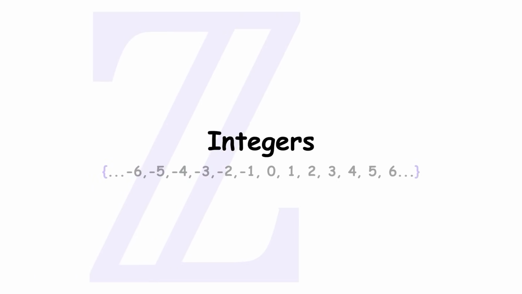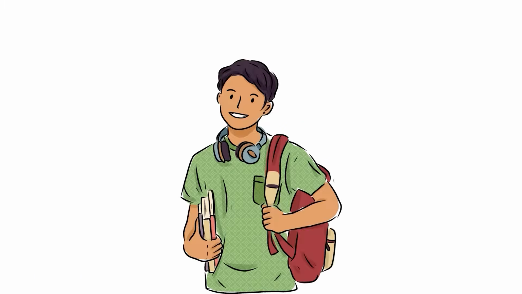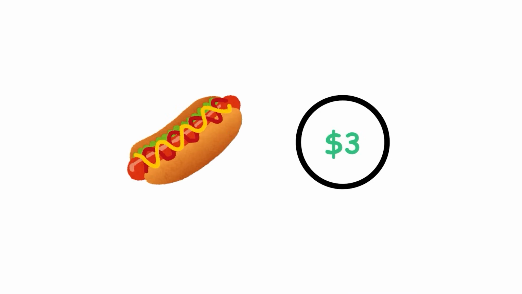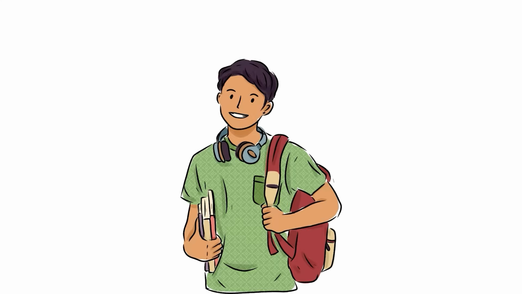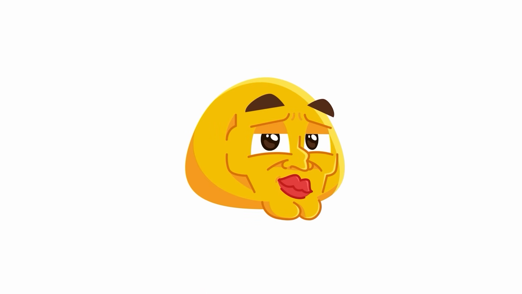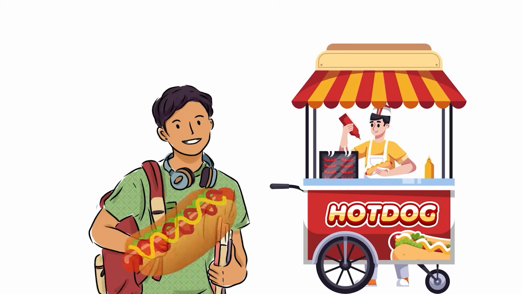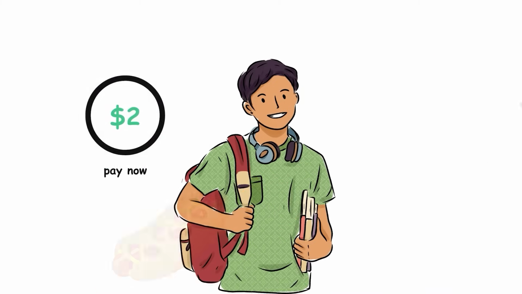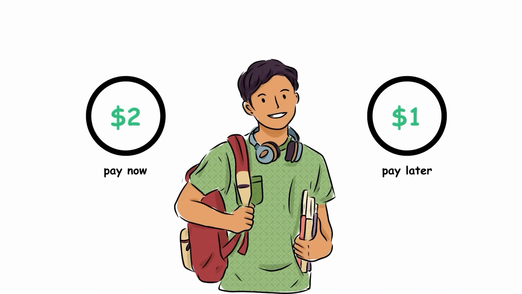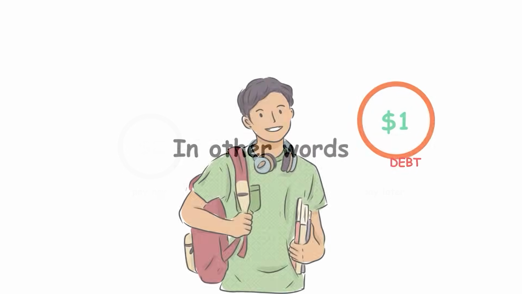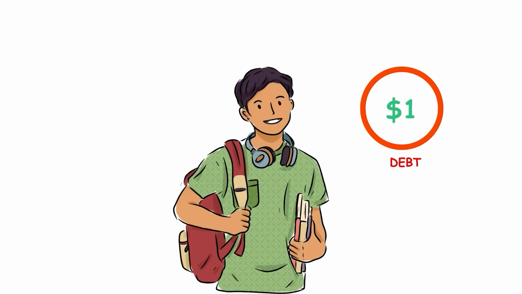Integers. You can use subtraction to represent spending money. If you start with $7 and you buy something for $3, then you end up with $4. But what if you had started with $2 instead? Well, maybe the seller is generous and lets you get the item anyway, but you have to pay $2 now and $1 later. In other words, you owe a debt of $1 to the seller.